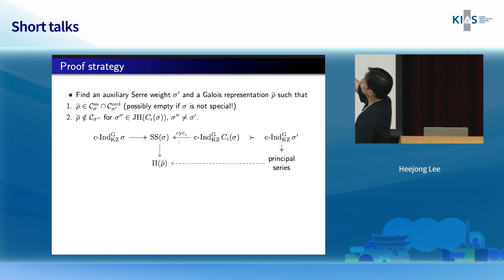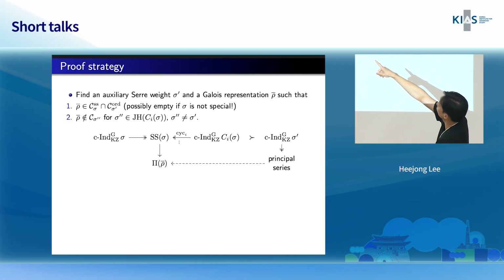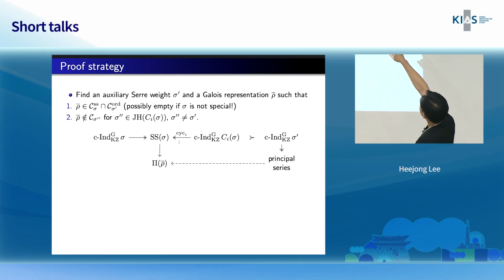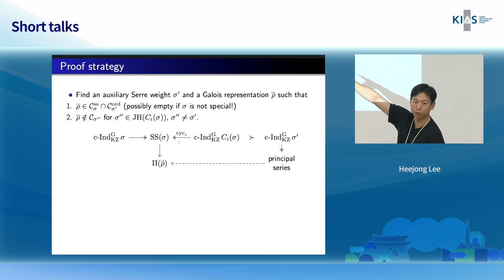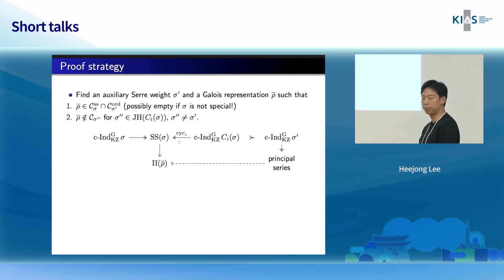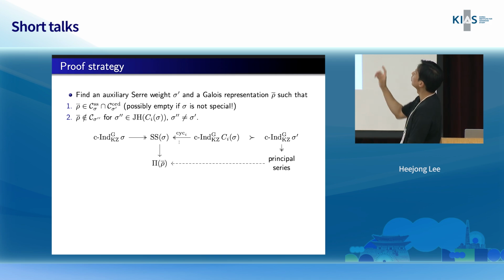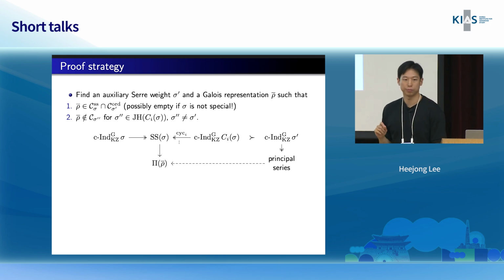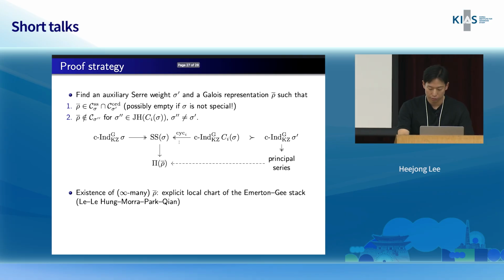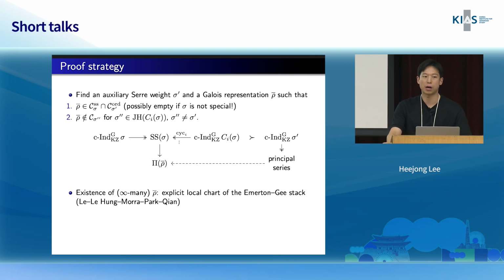I cannot understand this cycling map directly, but I can find a subquotient of this Ci sigma with some map induced to pi rho bar, and that again factors through this principal series. And I have infinitely many such rho bar, so this would realize this principal series as a subquotient of the universal supersingular. Okay, so again, the existence of such a rho bar is the most non-trivial part, and this is proven by using the explicit local chart of the Emerton-Gee stack studied by Le, Hung, Morra, Park, and Qian.